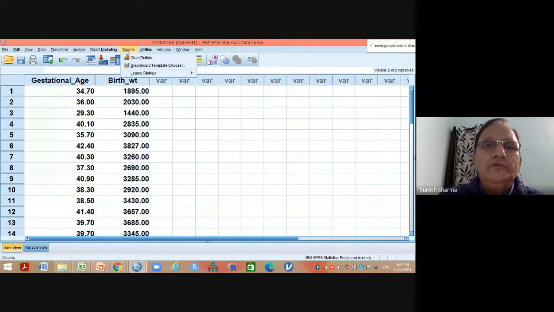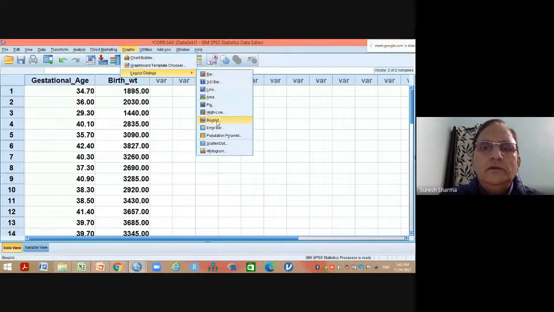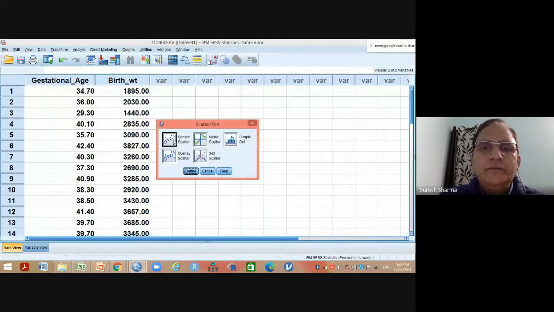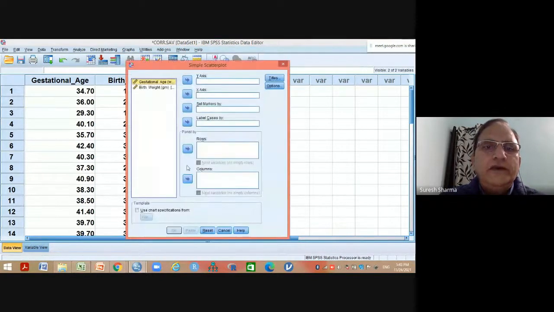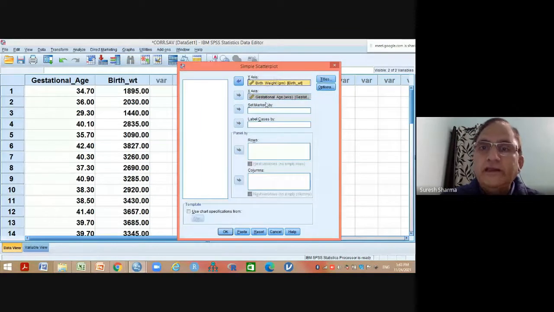So I'll go to Graph, Scatter plot, and in scatter plot, define, say, gestational age on the x-axis and birth weight, which we want to predict, on the y-axis. Whatever you want to predict will have to be put on the y-axis. I cannot put gestational age on the y-axis because according to gestational age, birth weight will vary, not according to birth weight will gestational age vary. It's not the opposite.